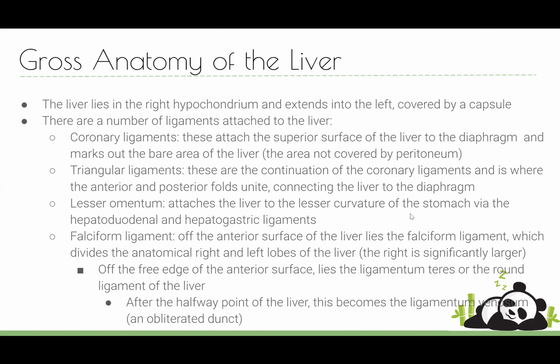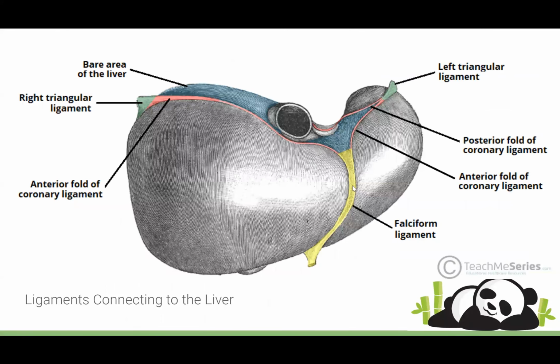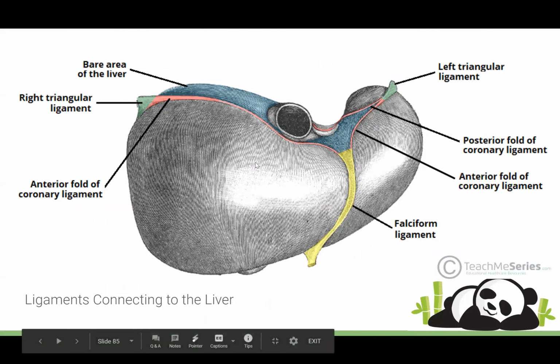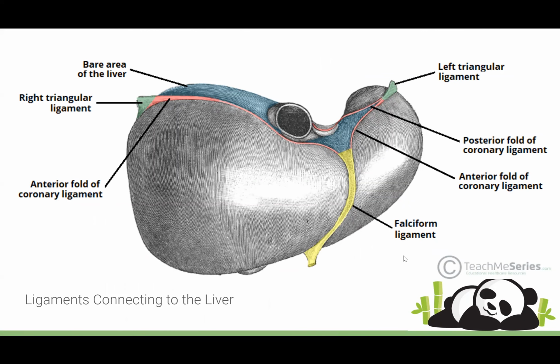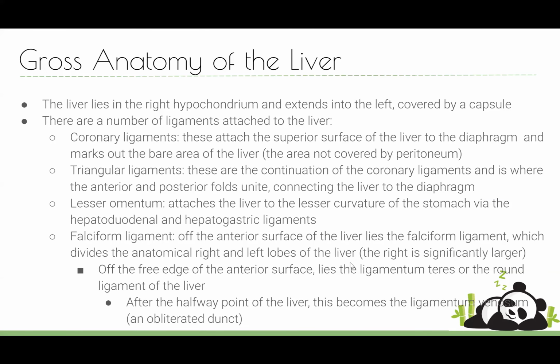The lesser omentum attaches the liver to the lesser curvature of the stomach by the hepatogastric and hepatoduodenal ligaments, which I don't have a picture of. And the falciform is off the anterior surface and will divide the liver into the anatomical right and left lobes, where the right is larger. So this is the falciform ligament, where the right lobe is much larger than the left lobe here, even though perspective-wise it looks otherwise.